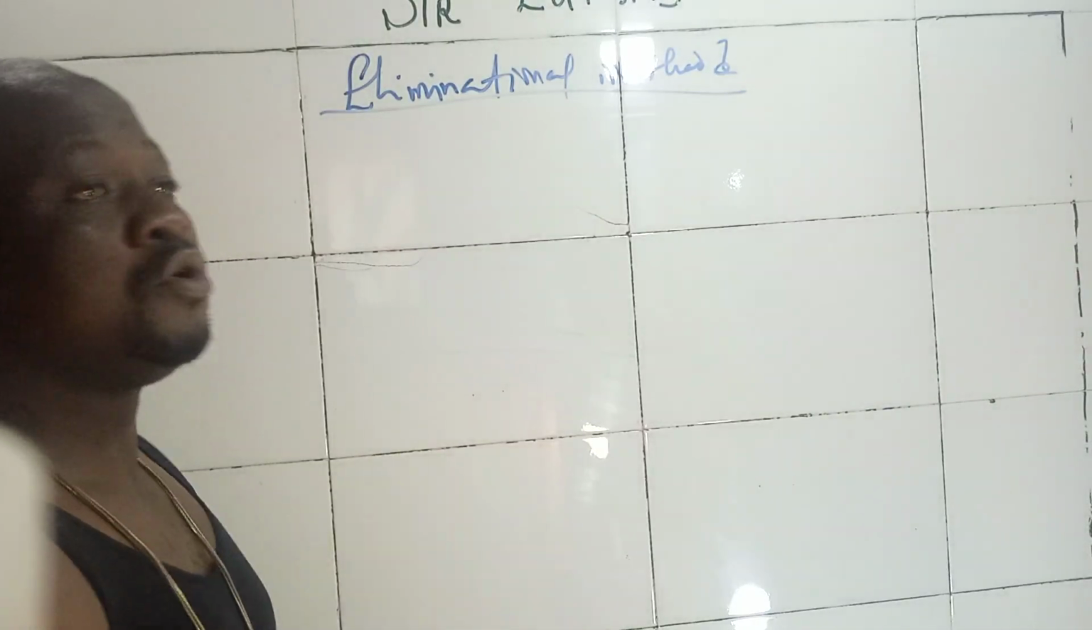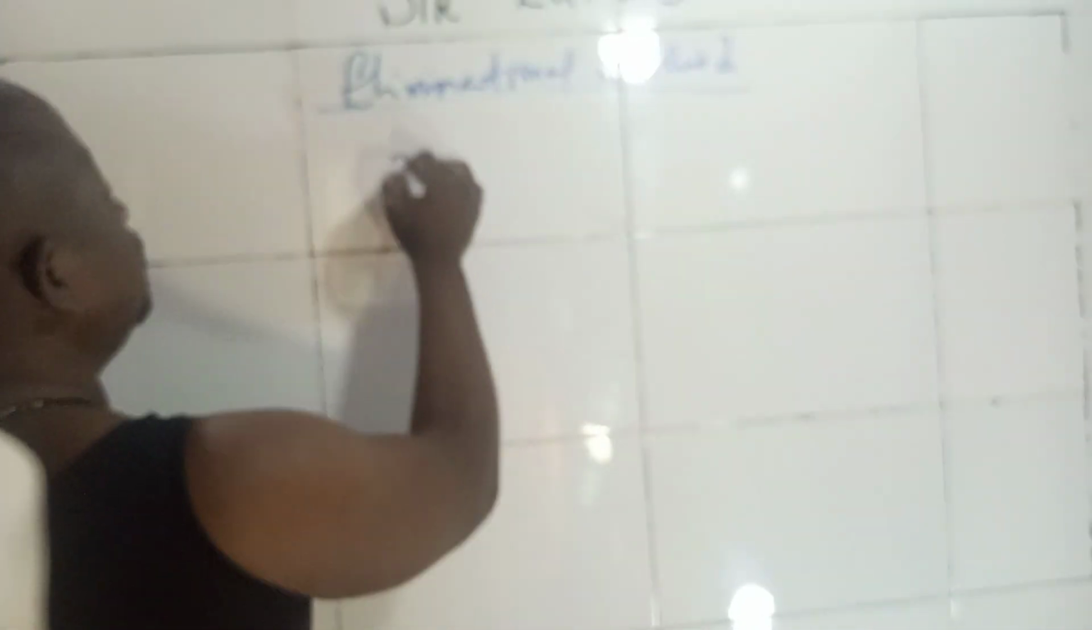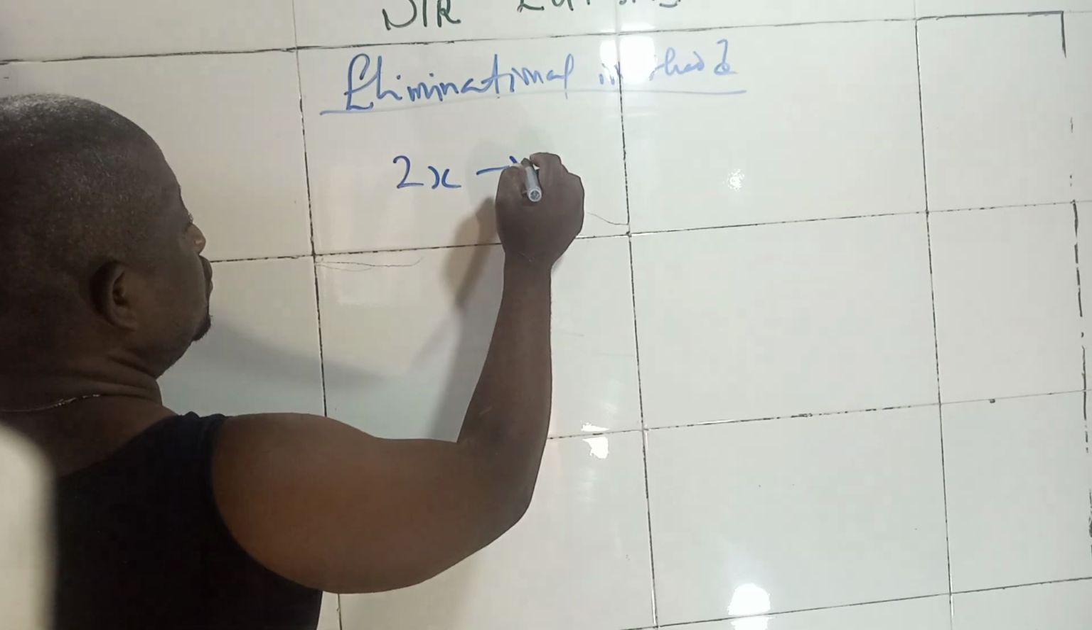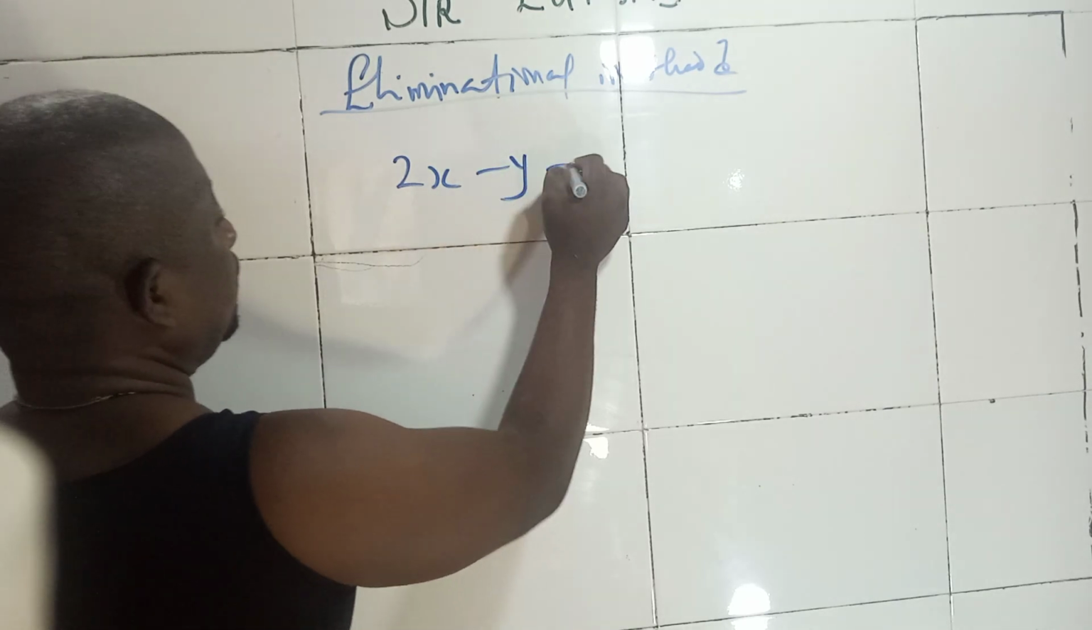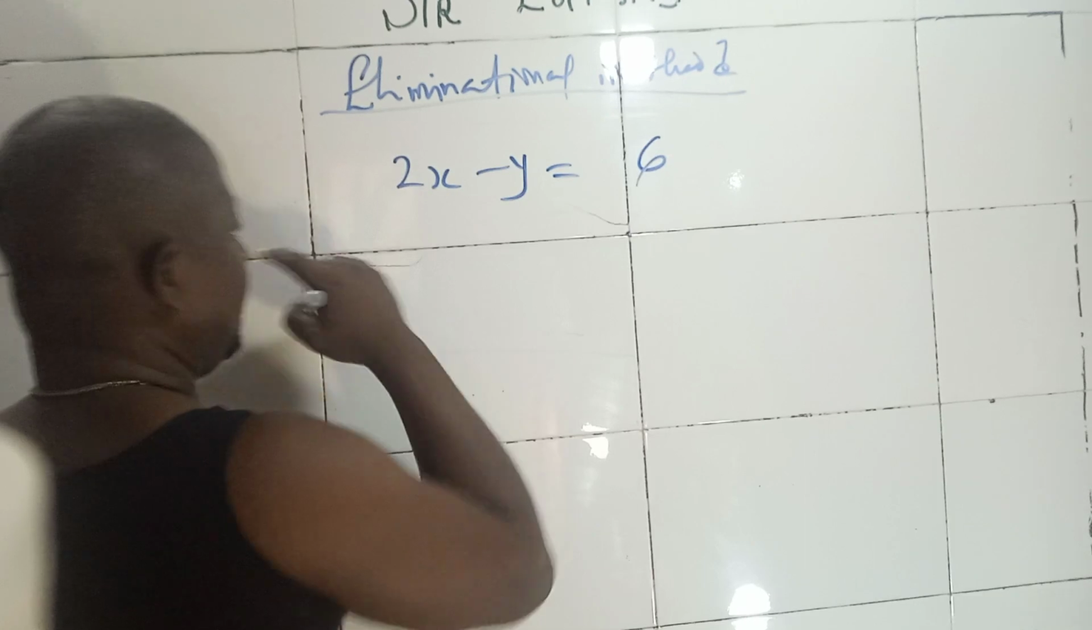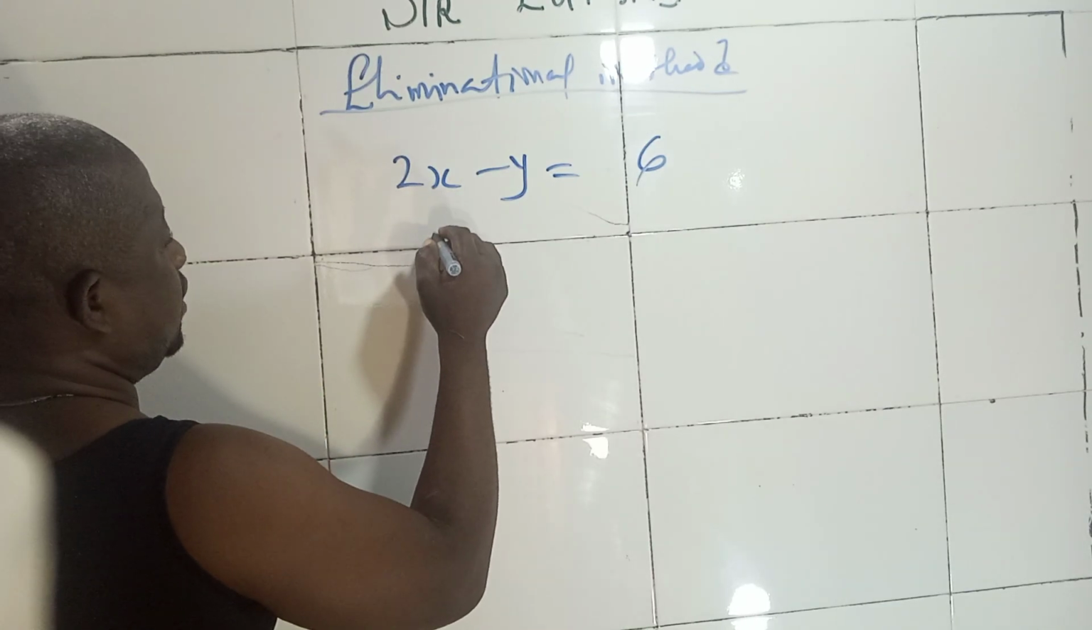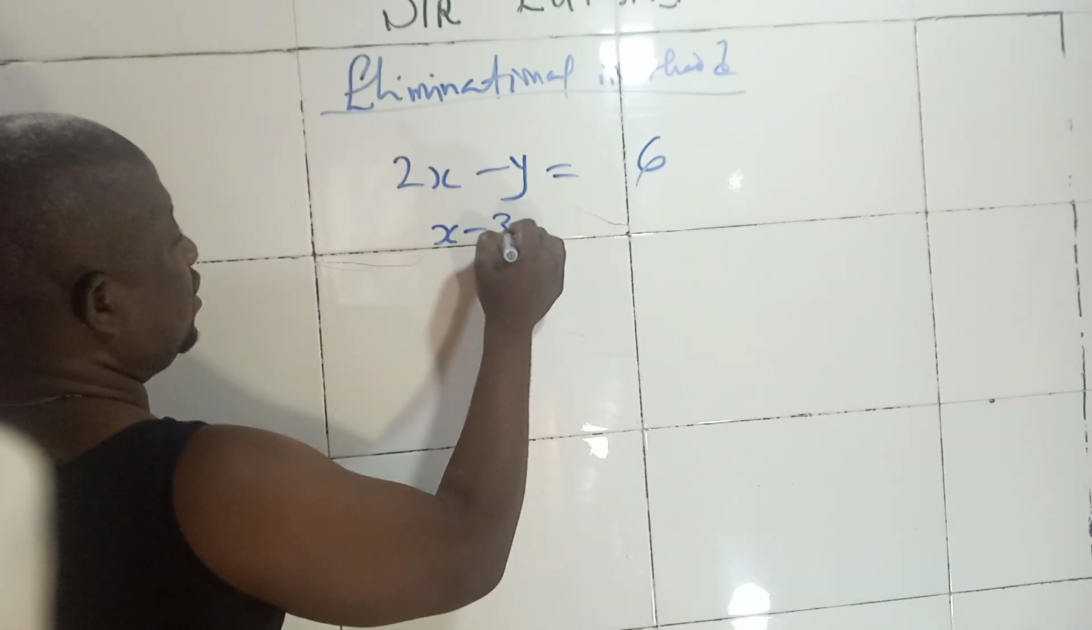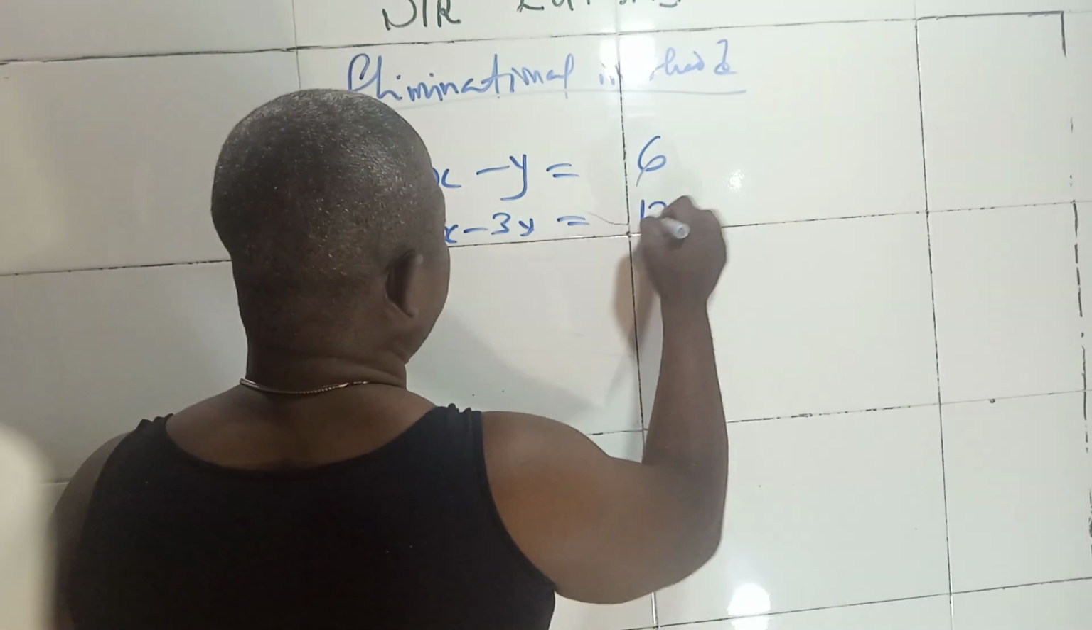So let's say I have a coefficient that is more than 1. The elimination method is always faster or better when you have coefficients that are more than 1. Let's say I have 2x minus y equals 6. Then I have x minus 3y is equal to 12.